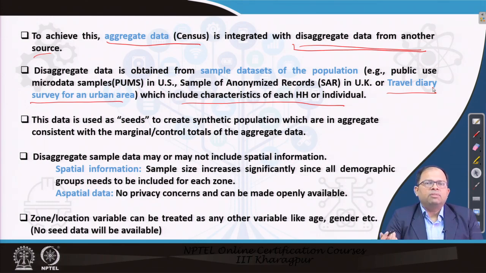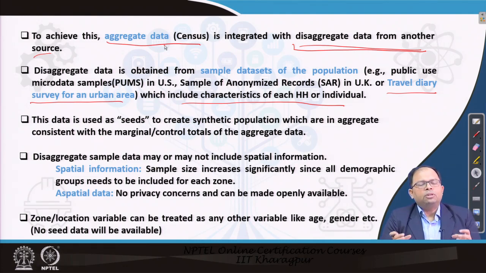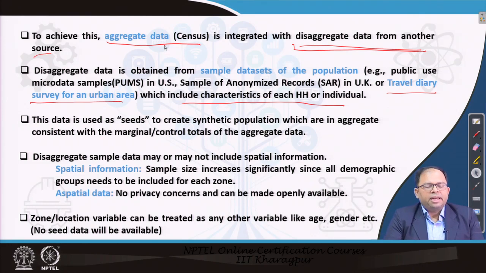For example, if I do a survey of an individual, we should make sure that data is not available which exactly shows that particular individual living in a particular zone. So we usually remove the zone information from that data set, whereas the census data has the zone information, but in the form of totals. That is why we need to combine both data. This disaggregate data is used as seeds to create a synthetic population which is in aggregate consistent with the marginal control totals of the aggregate data, which is the census data. And this data acts as a seed for each zone for which we are going to develop the synthetic population. So disaggregate sample data may or may not include spatial information.